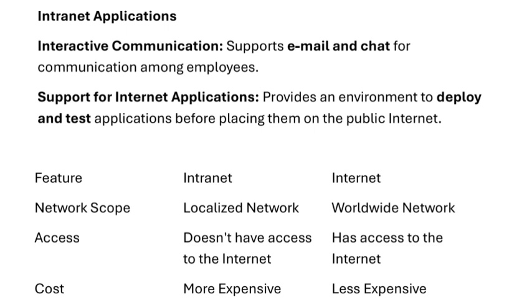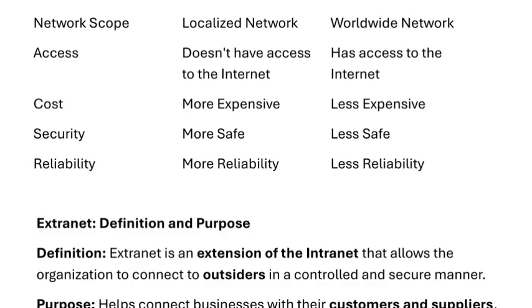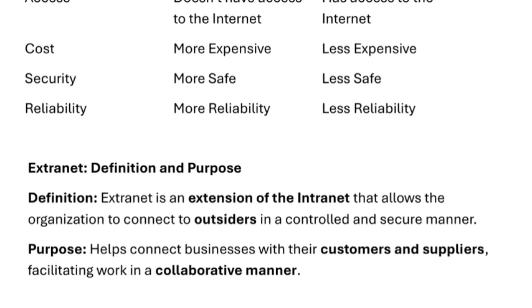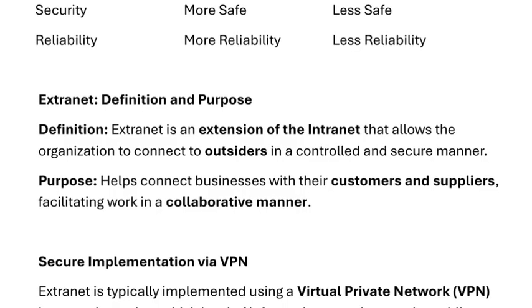Feature: intranet, Internet. Network scope: localized network, worldwide network. Access: doesn't have access to the Internet, has access to the Internet. Cost: more expensive, less expensive. Security: more safe, less safe. Reliability: more reliability, less reliability.